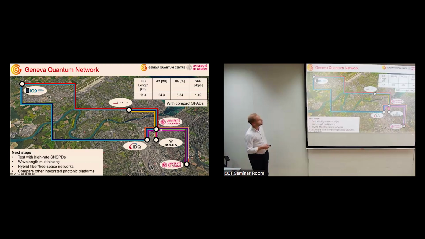So far, we've done a couple of demonstrations of a quantum repeater node between our two university sites. This particular graphic is showing this rack-mountable QKD system running at around 1 kilobit per second, looped back from these two sites. Again, this is with SPADs, so this is what's limiting the rates at the moment. Now that it's been tried and tested, the next step for us is to deploy these high-rate SNSPDs and see how far we can push it.